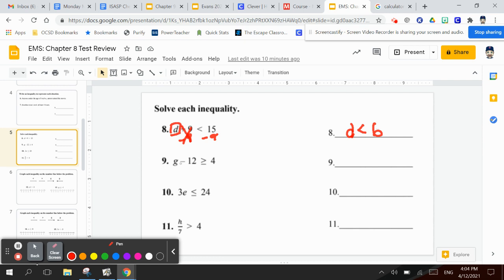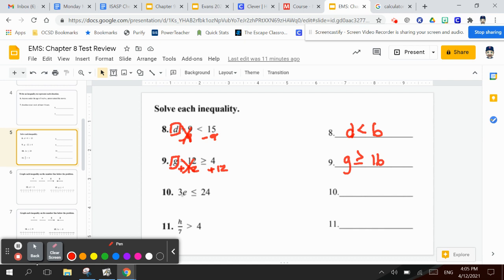Okay. Number 9, g minus 12 is greater than or equal to 4. So again, if I want to get g by itself, I want to do the opposite of subtract, which is to add 12 to both sides. 12 minus 12 is 0. I'm left with g is greater than or equal to 4 plus 12, which is 16.